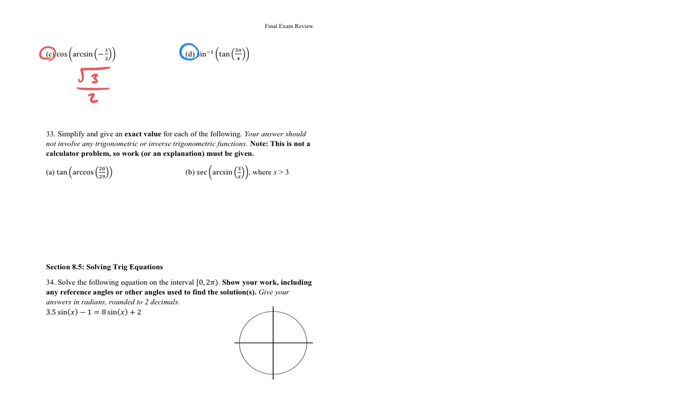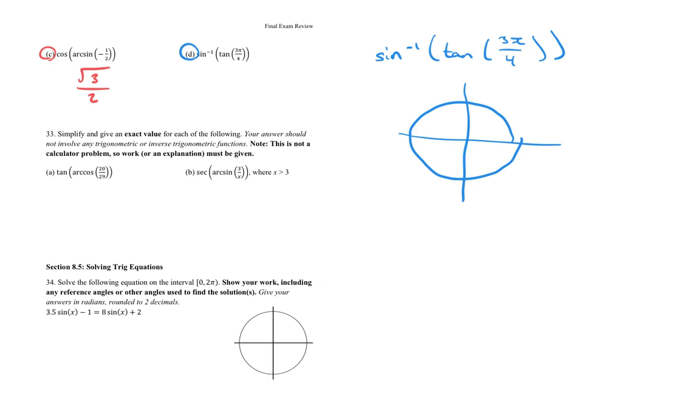Okay, next we have 32D. We have sine inverse of tan of 3 pi over 4. So first we need to figure out what tan of 3 pi over 4 is. So let's draw our unit circle here. So 3 pi over 4, this is going to get us to pi over 2, or 2 pi over 4, and then halfway between that right here. This is going to be 3 pi over 4.